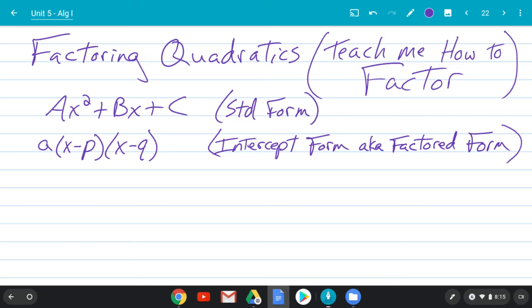AKA factored form. So basically, this is what we're going to do. I told you there was one more form that we learned, which was vertex form. I'm not going to talk about that one today. Basically, we're going to take quadratics that are in factored form, and manipulate the equations or change them to where they're in intercept form. Gee, why would I want to do that?